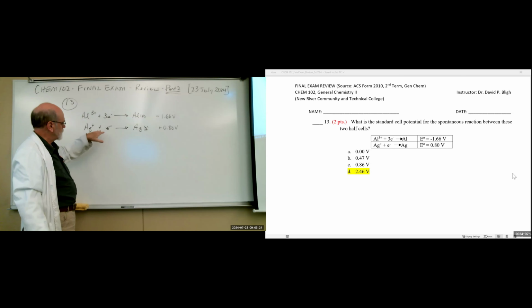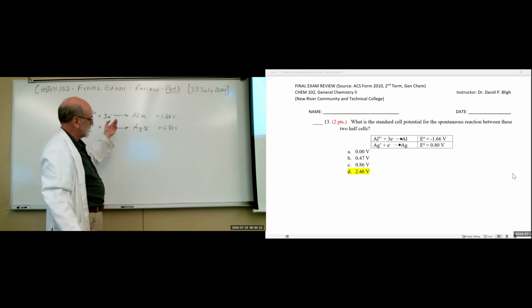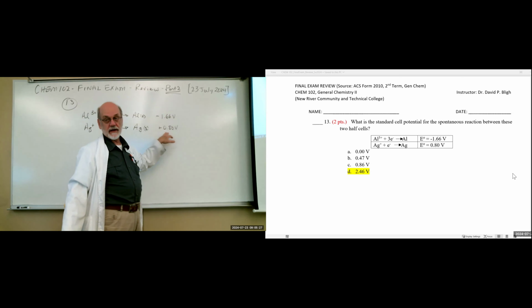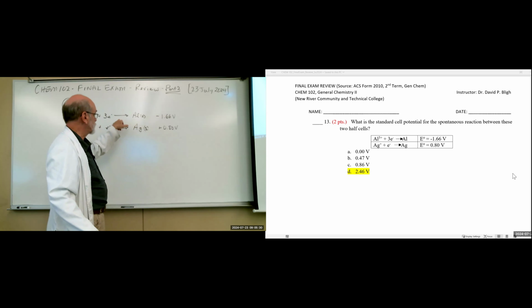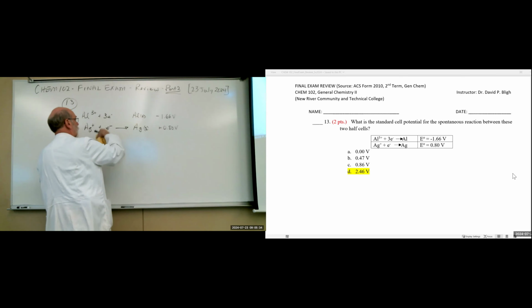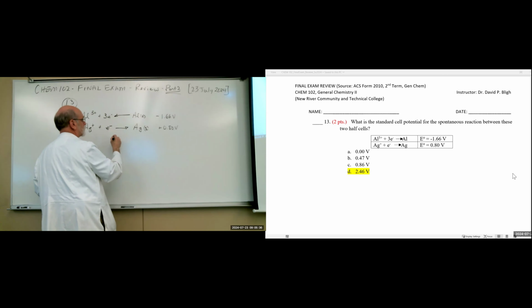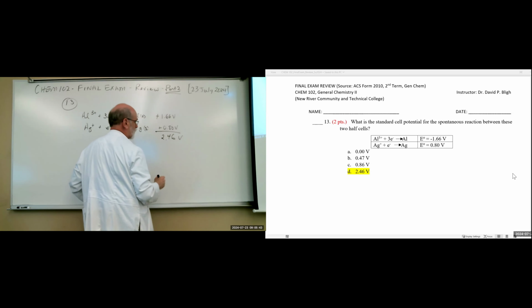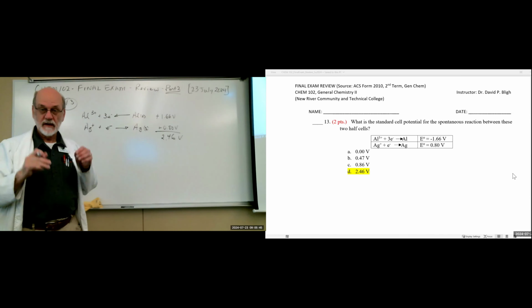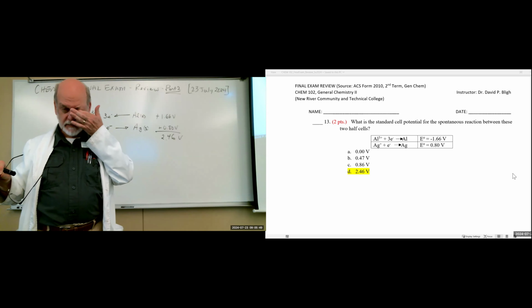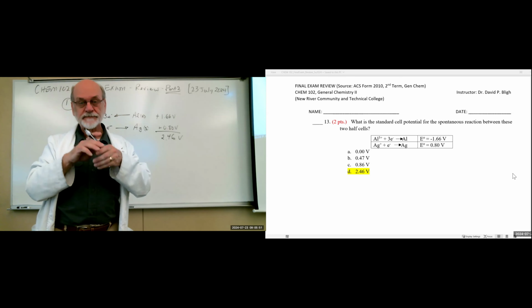So if we make silver an oxidation, flip it, that changes this to a negative. When you add those two together, you get a negative, so it can't be that one. We have to change this one. That changes that to positive. Then we can add them together. 2.46 volts is the standard cell potential for this combination.